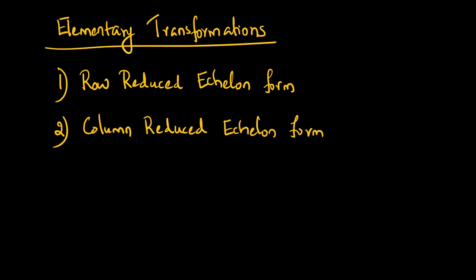In this lecture, we will see problems related to elementary transformations. There are basically two elementary transformations, row reduced echelon form and column reduced echelon form. In row reduced echelon form, we will reduce the given matrix using row transformations or row-wise operations. And in column reduced echelon form, we will reduce the given matrix using column operations or column transformations. We can see in detail row reduced echelon form.